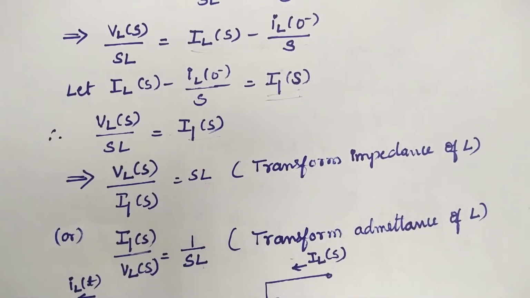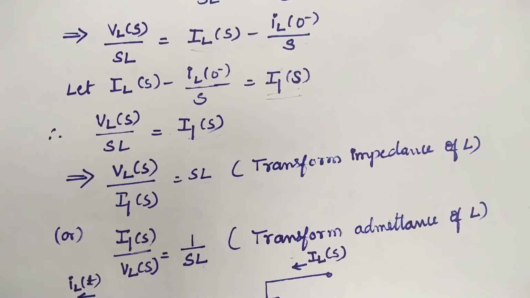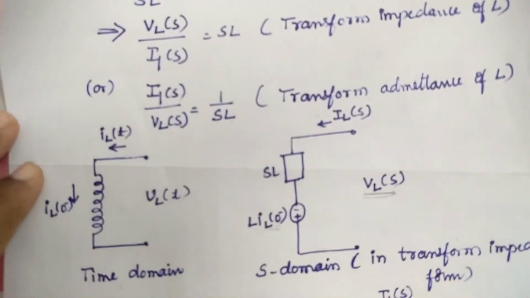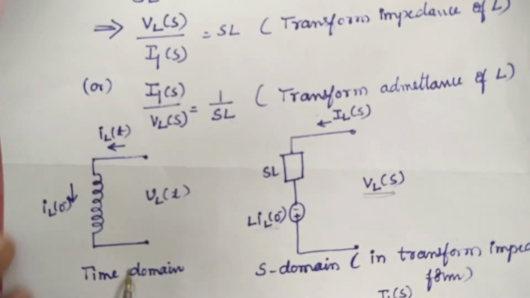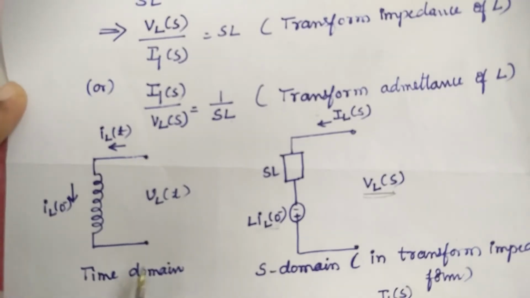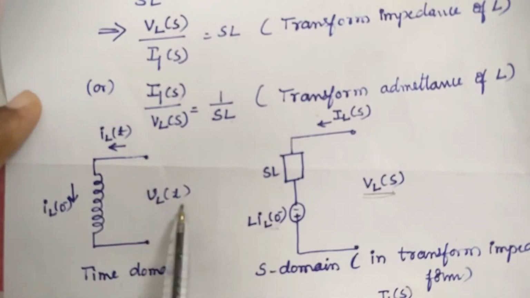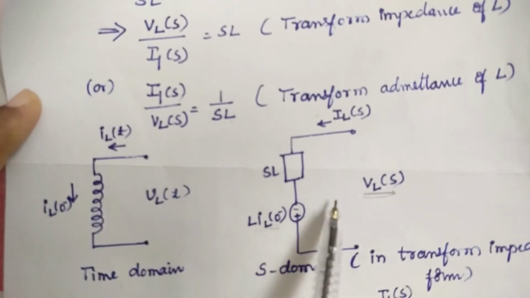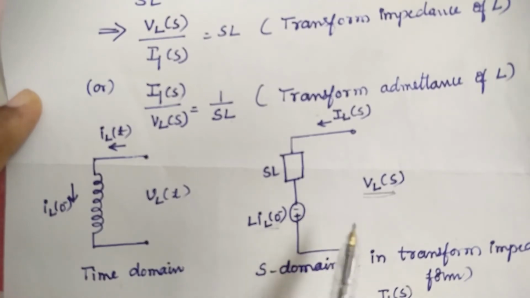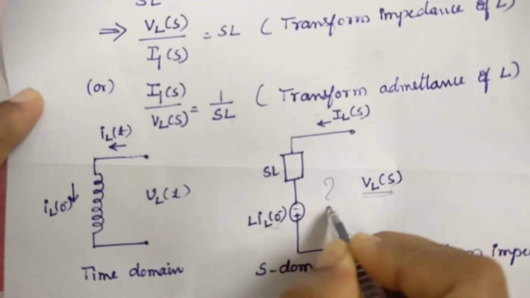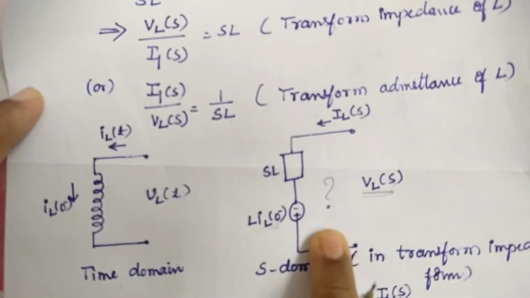So the same thing can be observed through some circuit form. Okay, so let us see how that can be represented. So this is a circuit in time domain. Clear? So this is the inductor, this is the initial current, current through the inductor IL of t, voltage across inductor VL of t. So this is the equivalent circuit in S domain, that too in impedance form. So how can we get this kind of equivalent circuit?